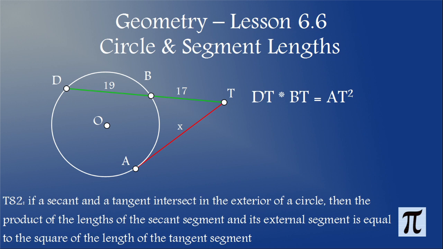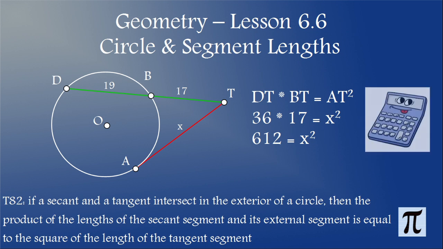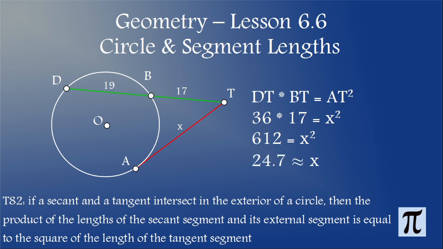So again, we'll put some numbers in here. Again, we need to be careful because DT is the sum of DB and BT. 19 plus 17 gets us 36. Then we multiply by the length of the external segment, 17. It would be equal to the square of the length of the tangent, so we're just replacing it with x. So we end up with 612 equals x squared. And in cases like this, I like to use Mr. Calculator, and we end up with x approximately equal to 24.7. Again, x was the mystery length we were trying to find, which is AT.